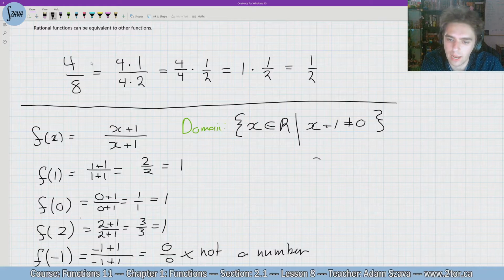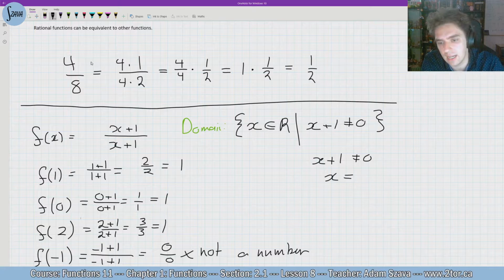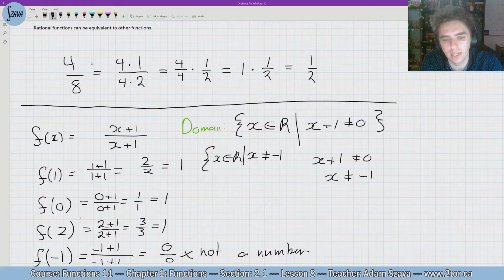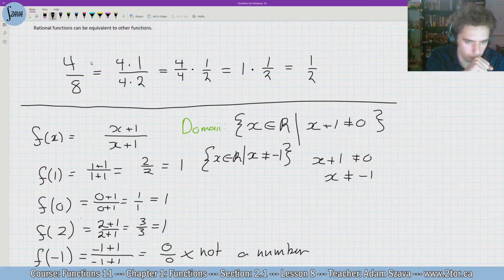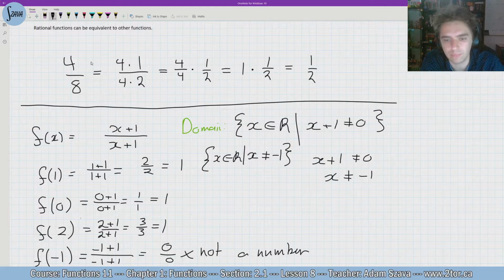Or in other words, x plus 1 not equal to 0 is the same thing as saying, well, isolate x here. We move that plus 1 to the other side. X cannot equal negative 1. So the domain is the set of all x values such that x does not equal negative 1. These two sets are the same. So maybe I'll just show the line here, the process of how to get that.